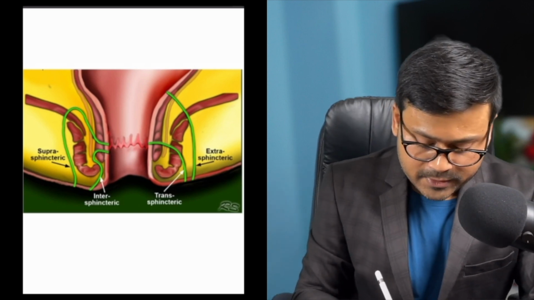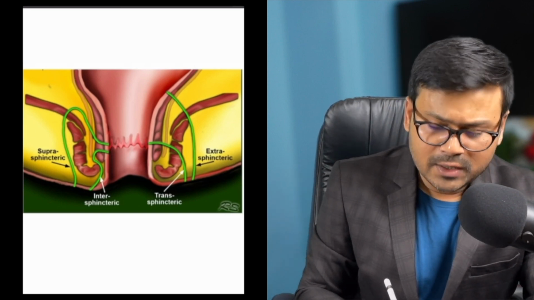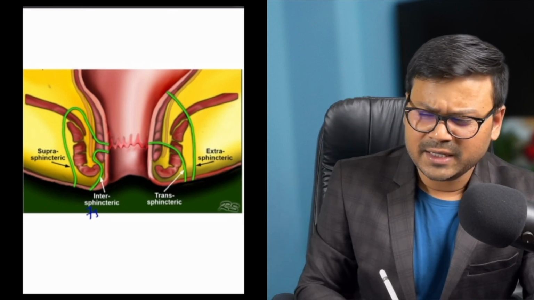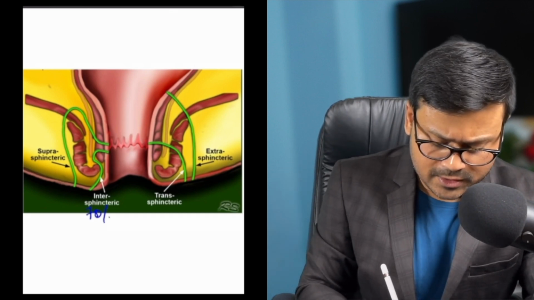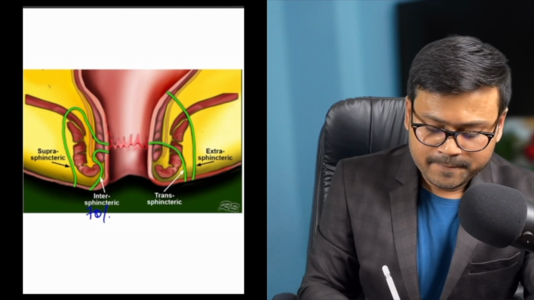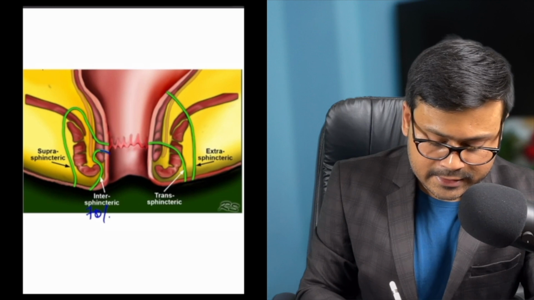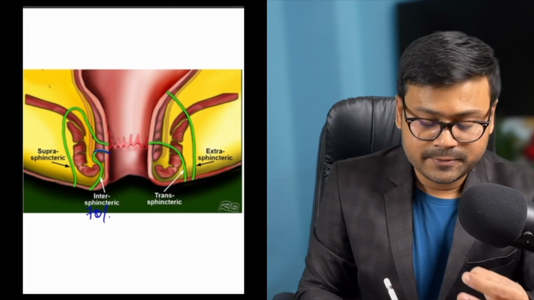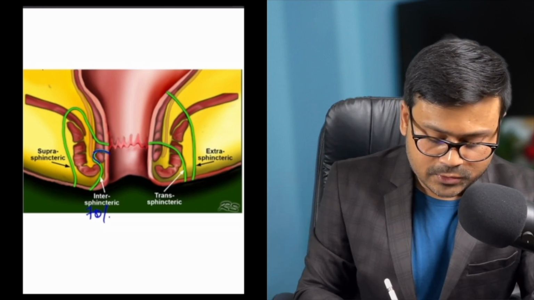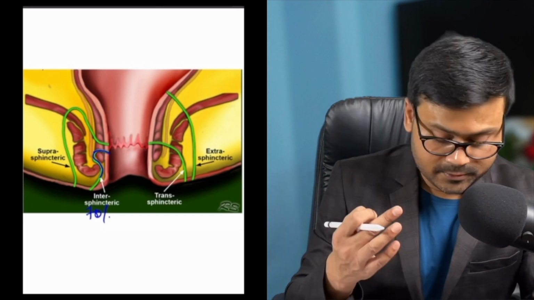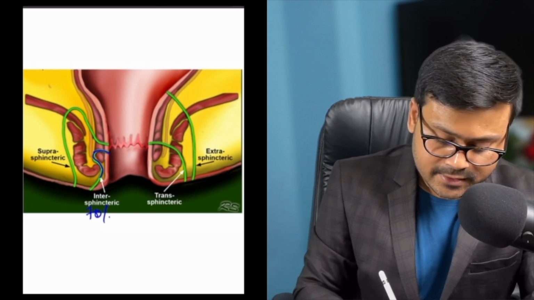So have a look at the image. Intersphincteric fistula is the commonest fistula. Nearly 70% of fistulas are intersphincteric. In this case, the fistulous tract starts from the anal canal, crosses the internal anal sphincter, and then comes into the intersphincteric space, and after crossing the intersphincteric space, it drains at the skin.